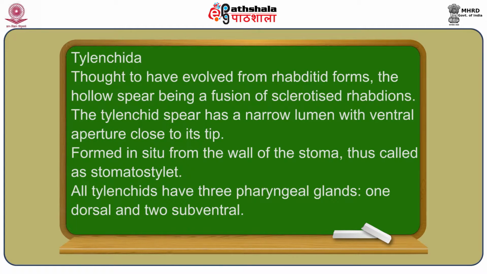Tylenchida are thought to have evolved from rhabditid forms, the hollow stylet being a fusion of sclerotized rhabdions. The Tylenchid stylet has a narrow lumen with a ventral aperture close to its tip, and because it is formed in situ from the wall of the stoma, it is called stomatostylet. All Tylenchids have 3 pharyngeal glands, one dorsal and 2 subventral.